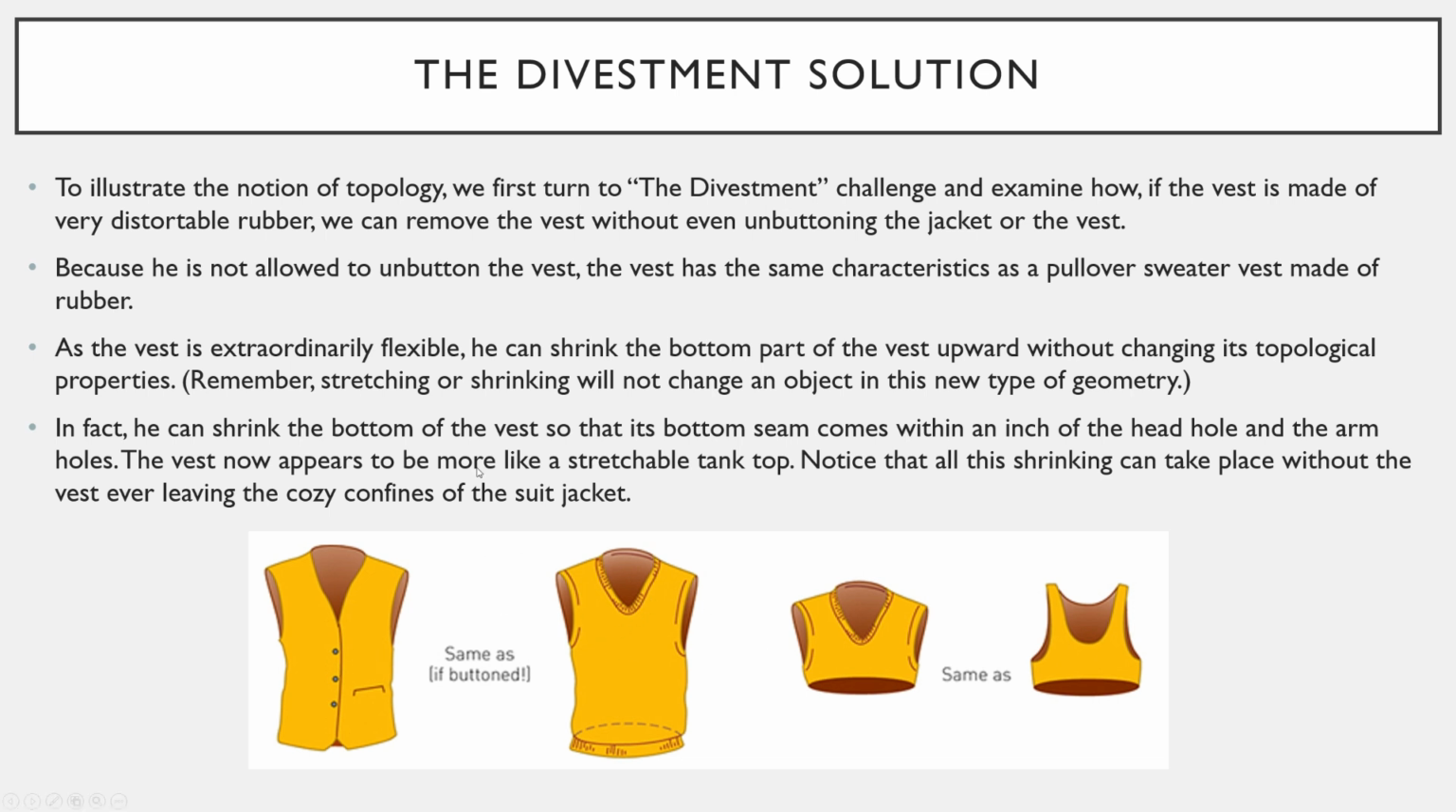As the vest is extremely flexible, it can be shrunk. You can shrink the bottom part of the vest upward without changing the topology. So basically, you're just rolling it up. If you can shrink the bottom of the vest so that the bottom seam comes within an inch of the head hole and the armhole, so it's really close, the vest now appears to be more like a stretchable tank top, something like this. Notice that all the shrinking can take place without the vest ever leaving the cozy confines of the jacket. You haven't unbuttoned anything. You've just rolled it up a little and turned it into this.